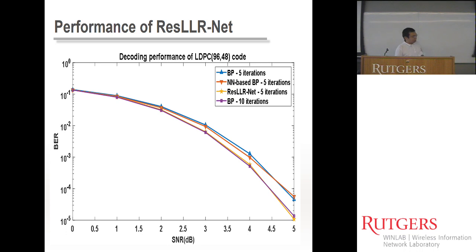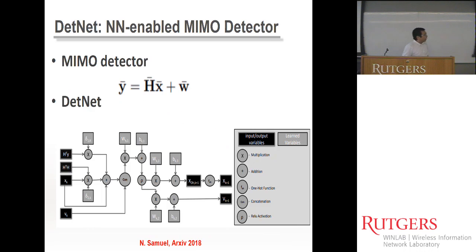And this is our first preliminary work. And the second one is about the detector. And so right now, the state-of-the-art deep learning-based detector is the DetNet, published last year by a research group from Israel.